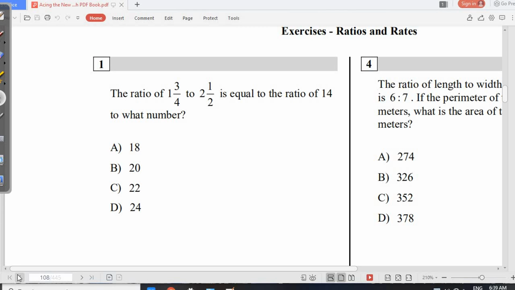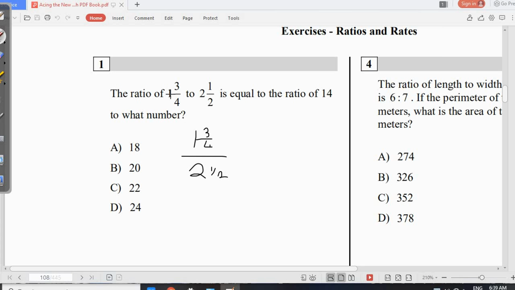Alright, this is the first question here. The ratio of 1 whole number 3 over 4 to 2 whole number 1 over 2 is equal to the ratio of 14 to what number? So all we need to do here, it's a question that they're asking. The ratio of 1 whole number 3 over 4 to 2 whole number 1 over 2.